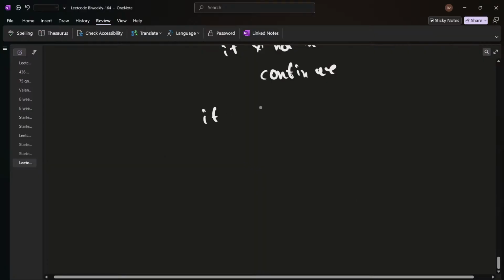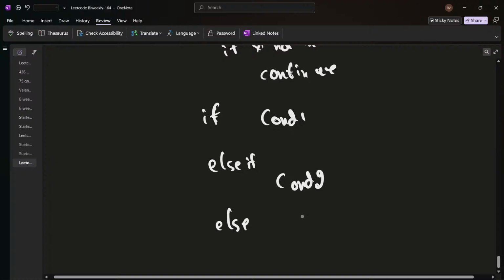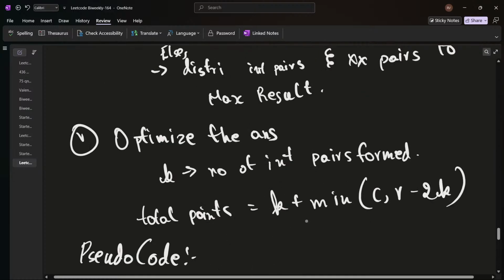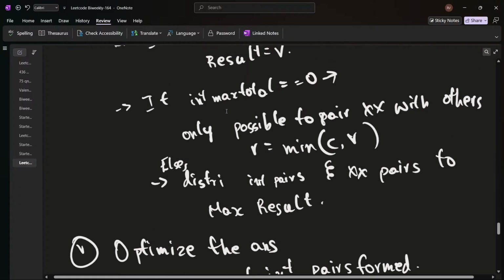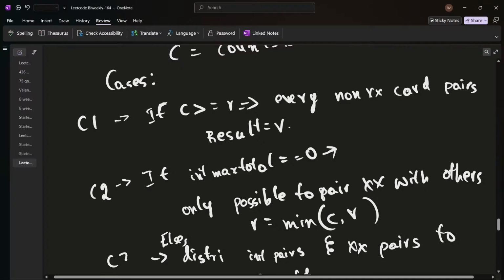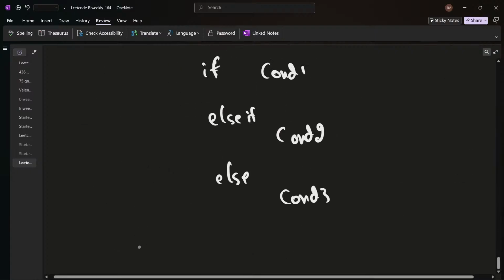Then we'll run the three conditions, if, else if, and else. Condition 1, condition 2, and the third condition, else finally the third condition. I have told you guys already what condition 1, 2, 3 are. This is condition 1, condition 2, condition 3: if, elif or else if, and else. This is exactly what we are writing here.